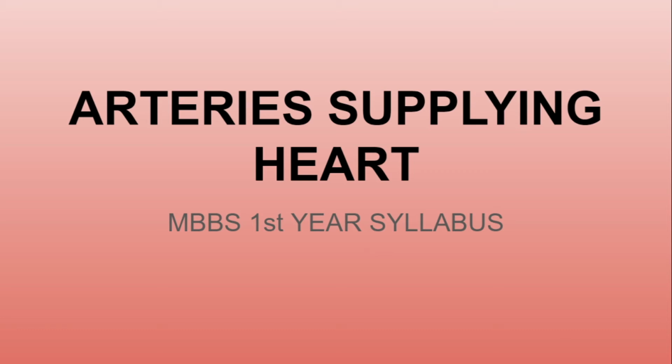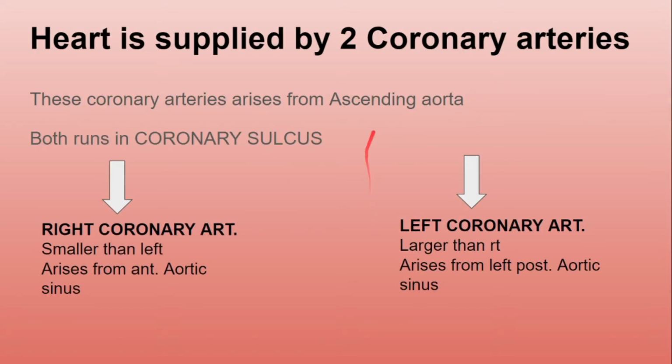Hello everyone. Today we will discuss one of the most important topics and a frequently asked question of the thorax, that is the arteries that supply the heart. Now the heart is supplied by two coronary arteries and these coronary arteries arise from the ascending aorta. Both arteries run in the coronary sulcus.